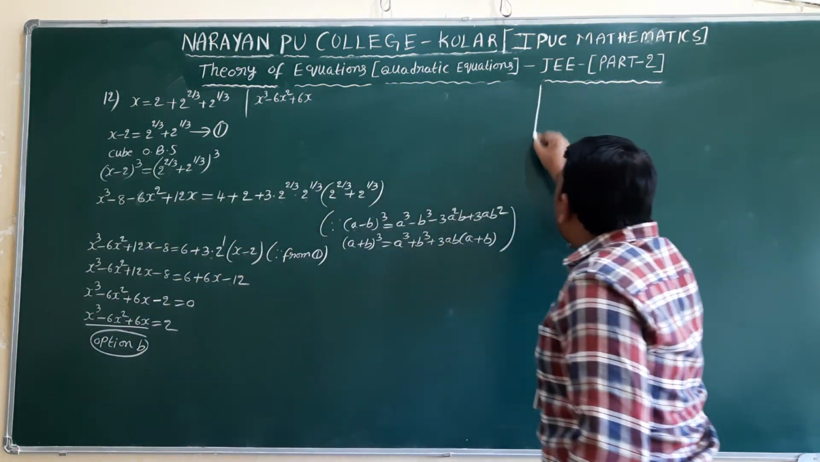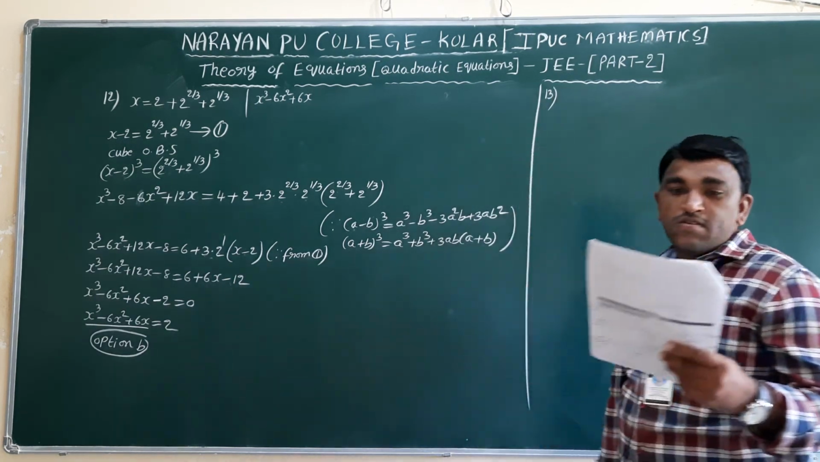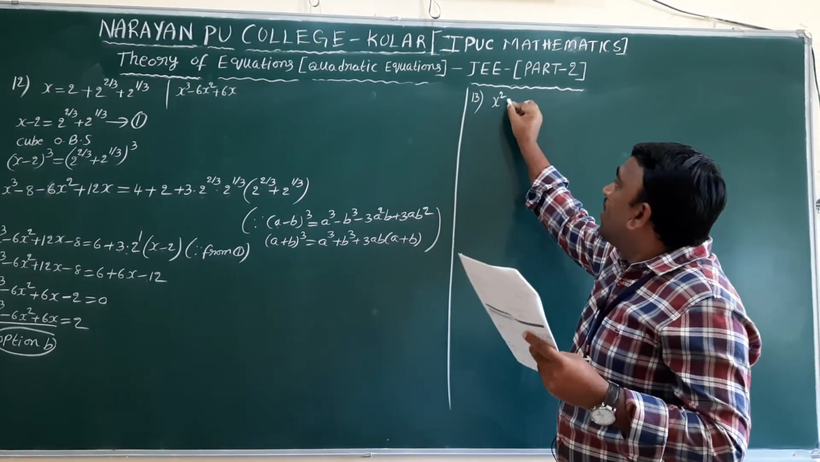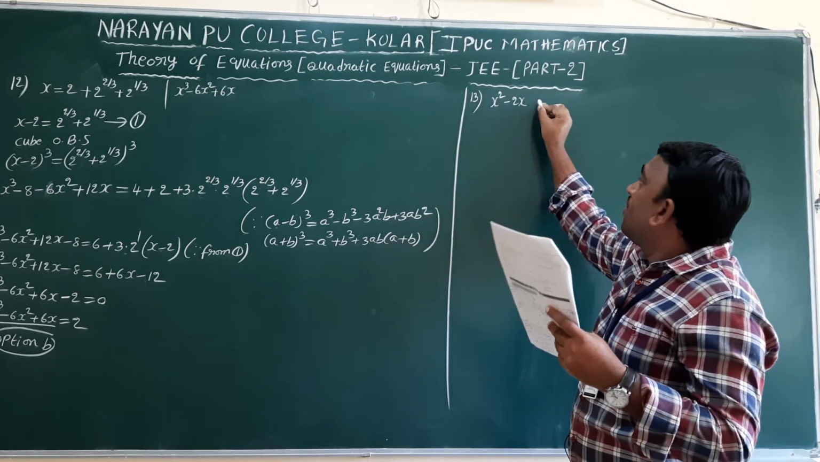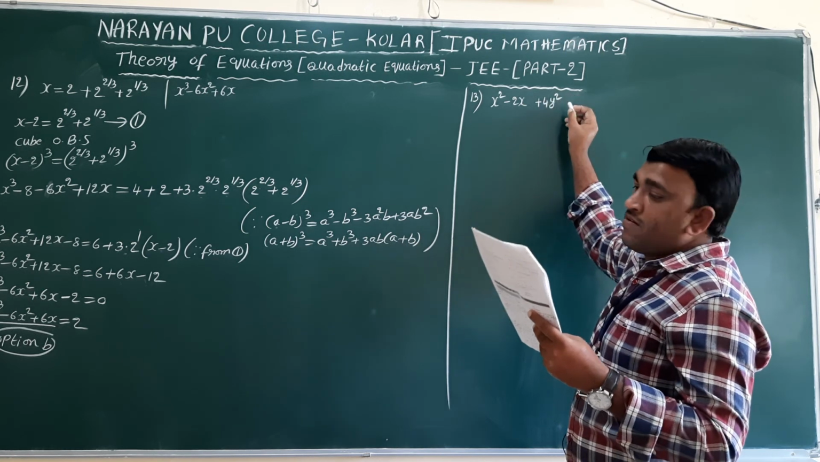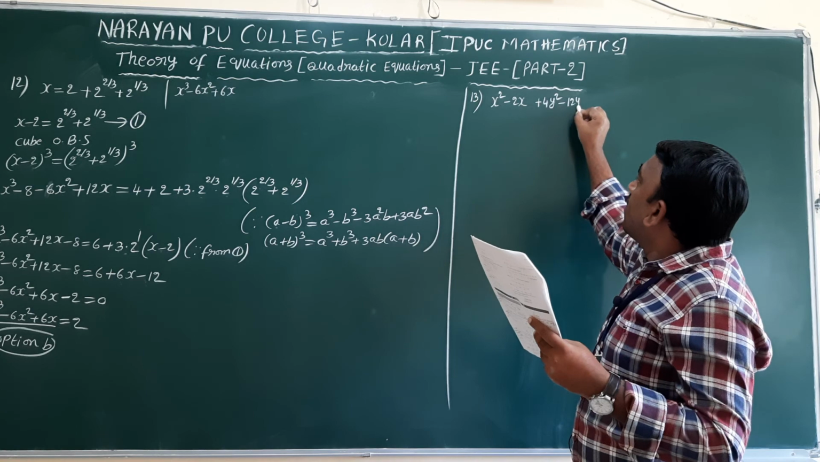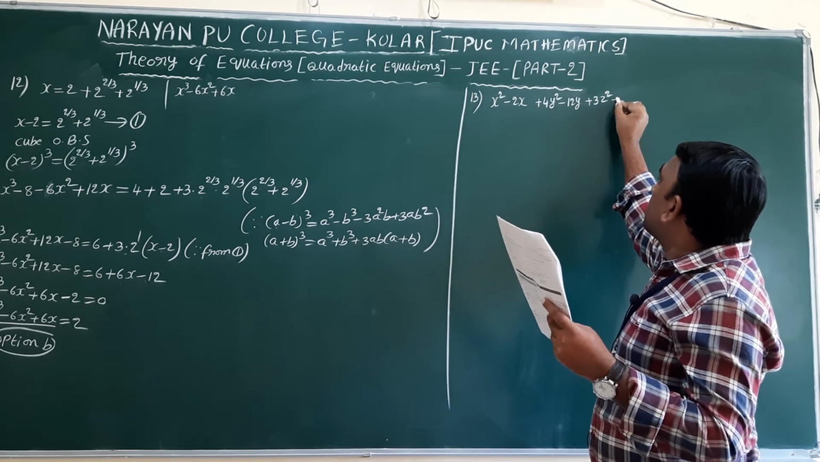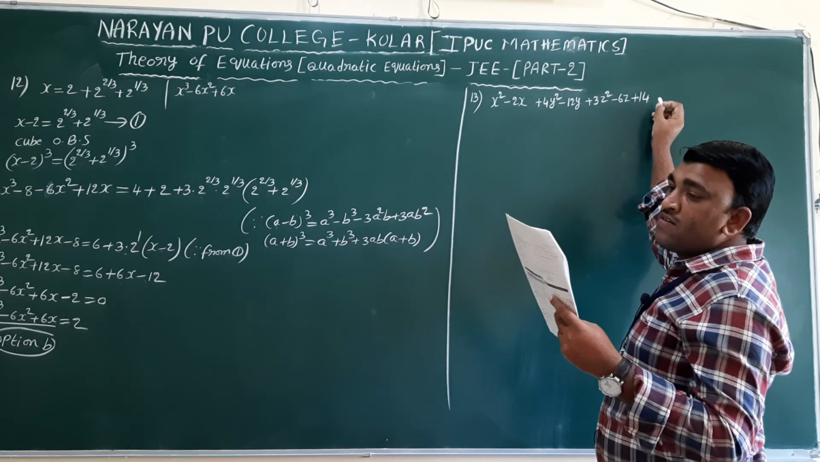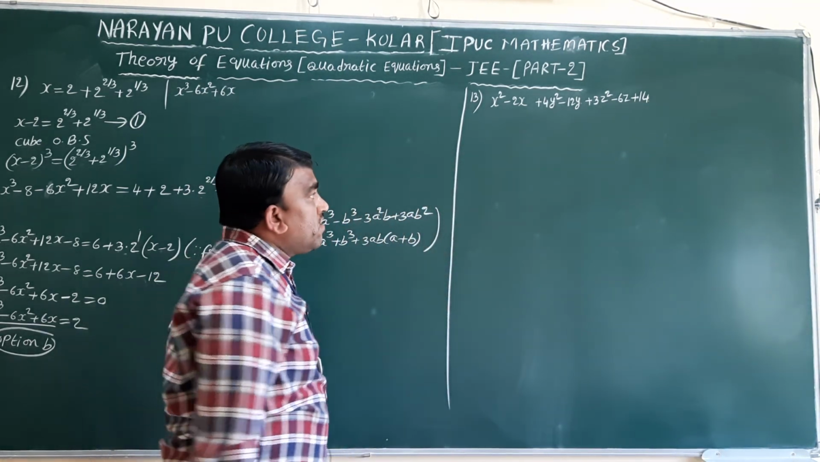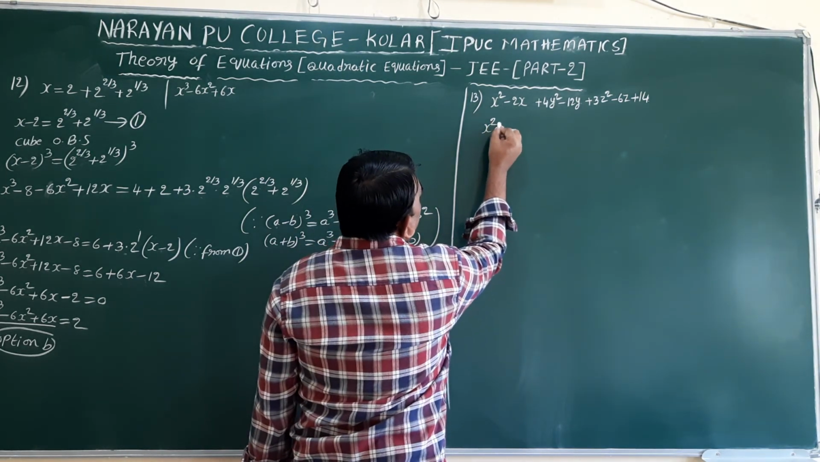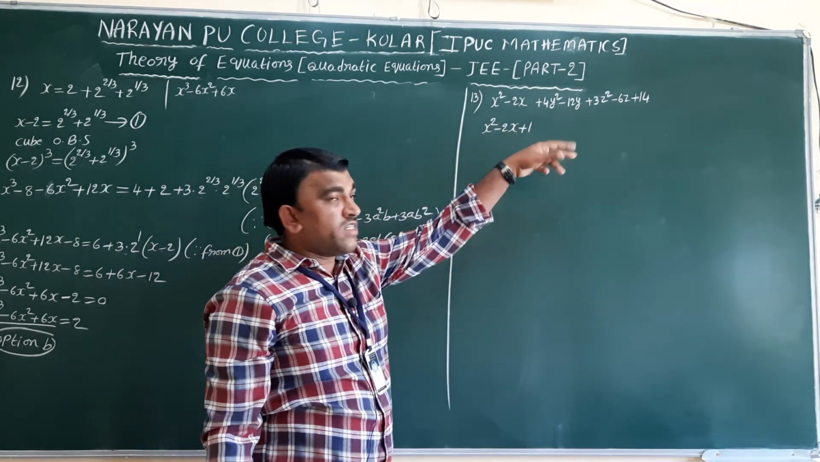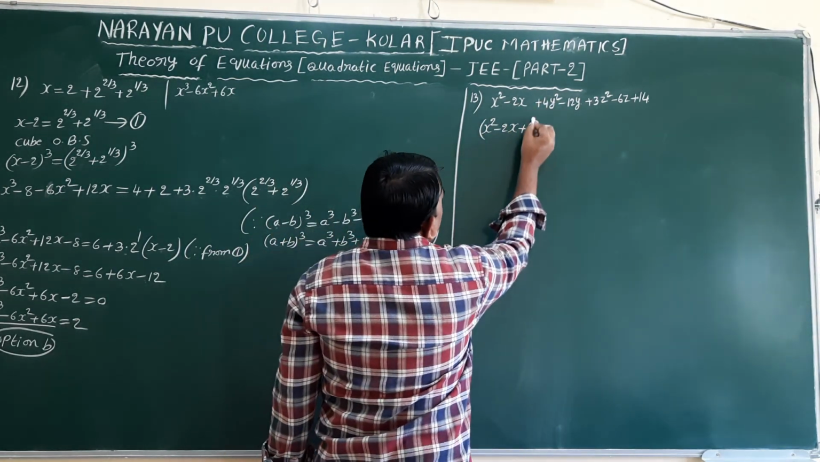And next one, the 13th one: the least value of the expression x square minus 2x plus 4y square minus 12y plus 3z square minus 6z plus 14 is asked. So for x square minus 2x, to convert it to a perfect square plus 1 is required; adding 1 and subtracting 1 at the end, this is one term.